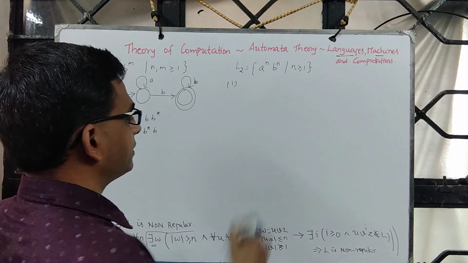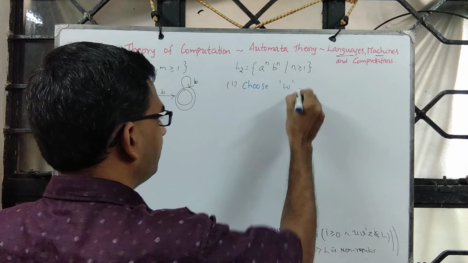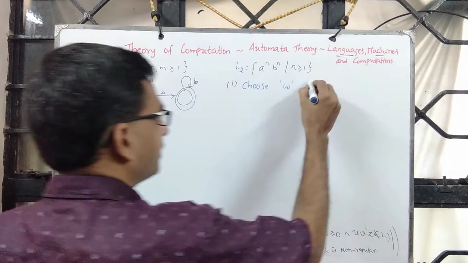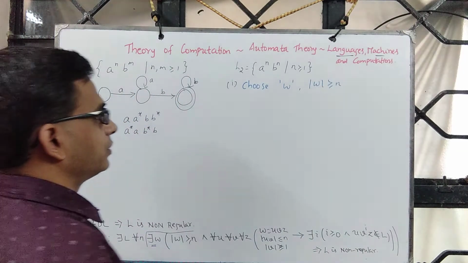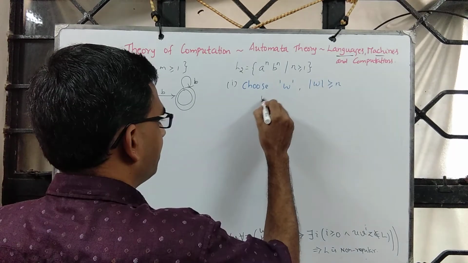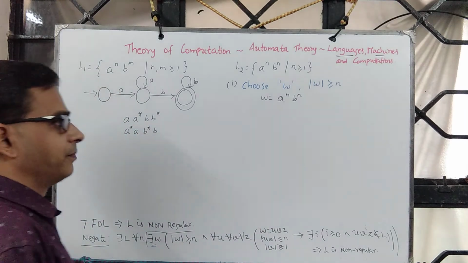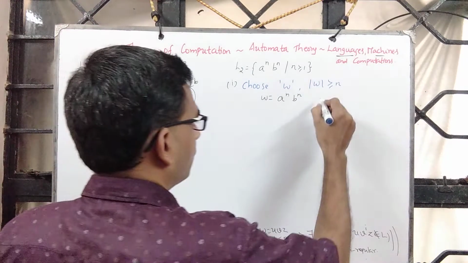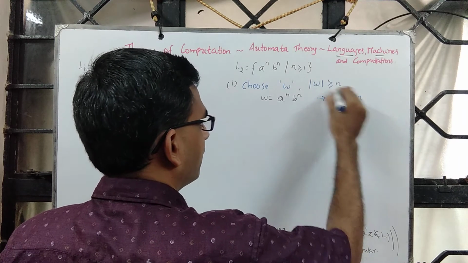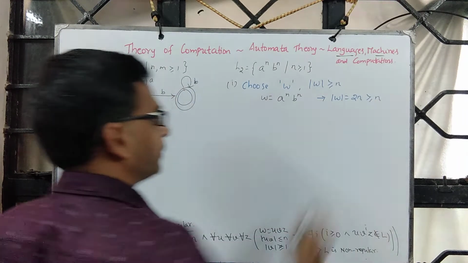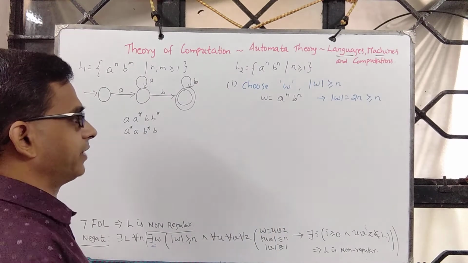So the first task is the following. We need to choose w carefully such that the length of w is at least n. So what we will do, let me choose w to be a power n, b power n. Now what is the length of this? The length of this is 2n, which is greater than or equal to n. So we see that the condition is satisfied.